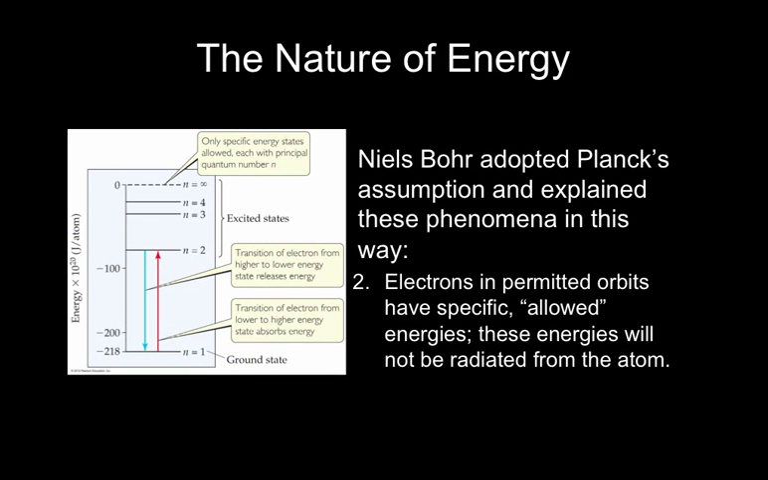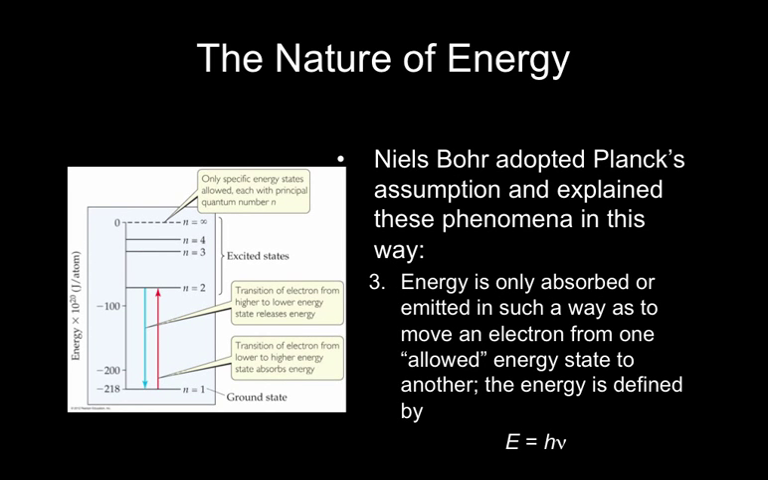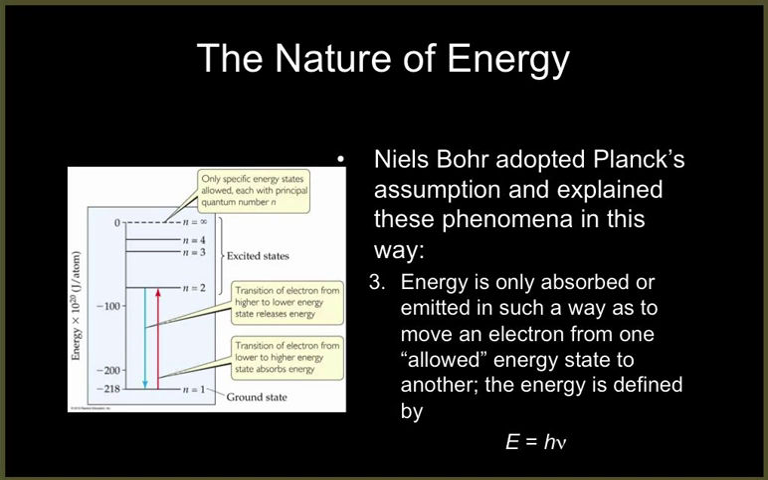He said that the electrons in these permitted orbits have specific allowed energies, and the energies are not radiated. So if they are in the orbit, they're not absorbing or releasing energy. The energy is only absorbed or emitted in a way as to move an electron from one allowed energy state to another. So the electron has to go from one level to another. It cannot exist in the space in between.